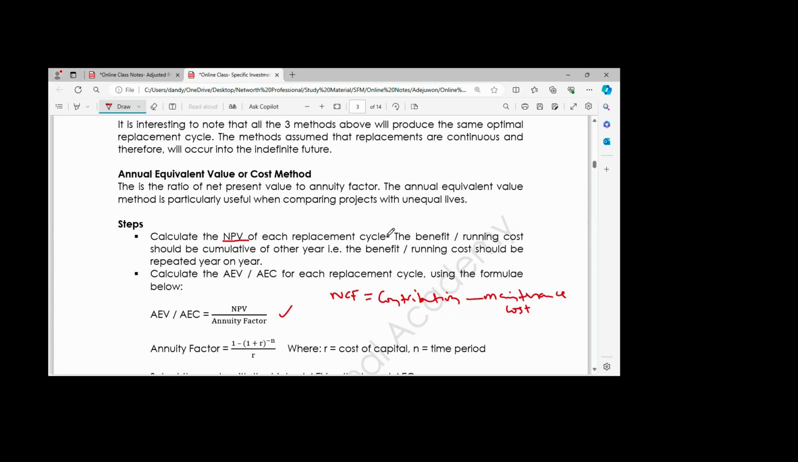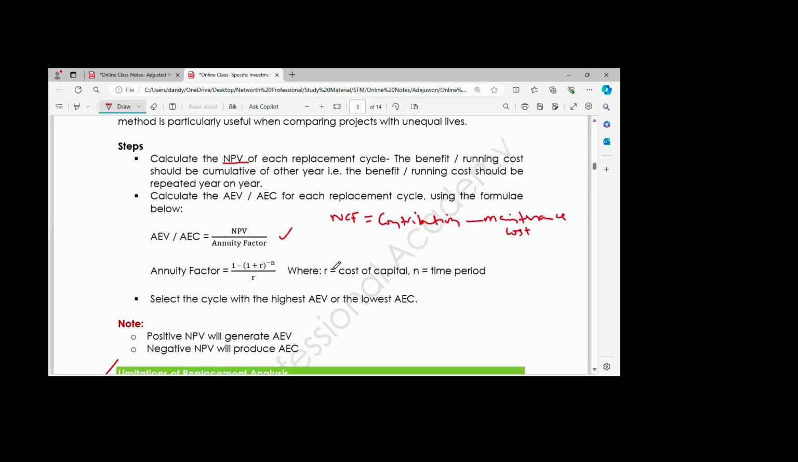So the NPV you have calculated for each year, you are going to divide it by the annuity factor of the respective years. All right. So that will give you this. If your NPV is positive, it is annual equivalent value. But if your NPV is negative, it is annual equivalent cost. Therefore, the third step is for you to make a decision.